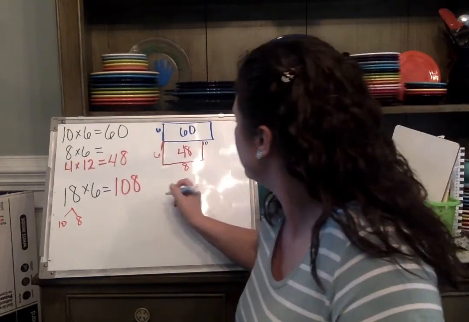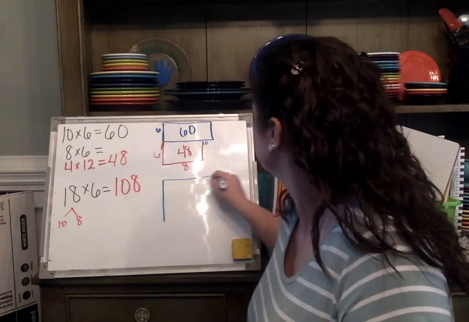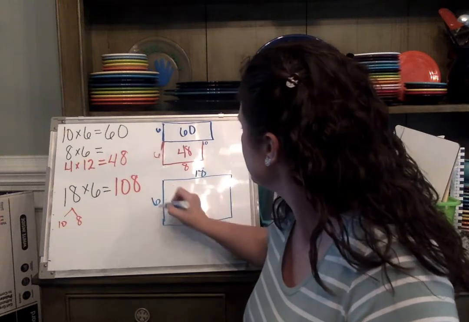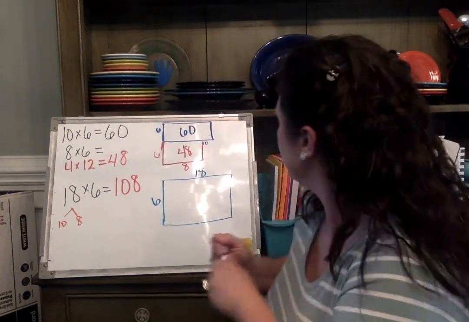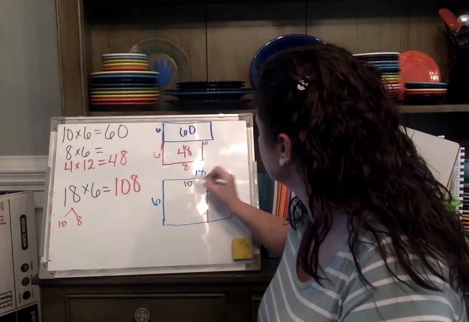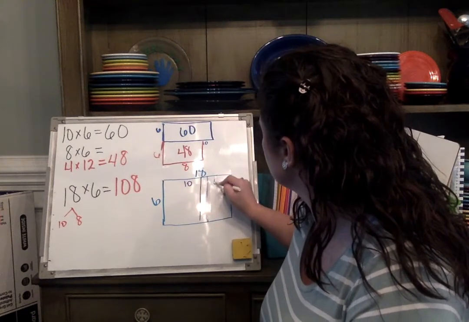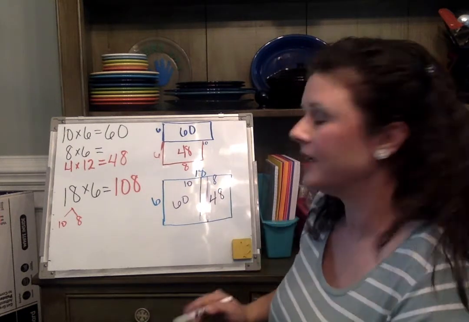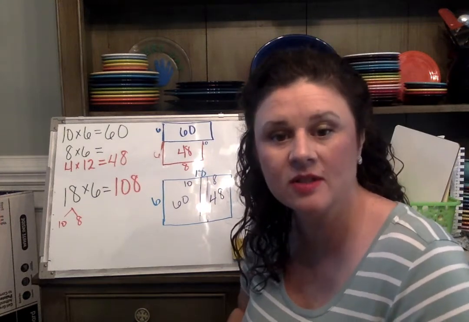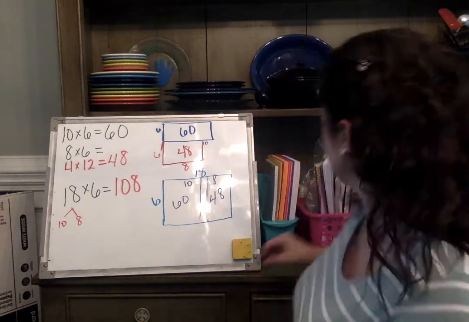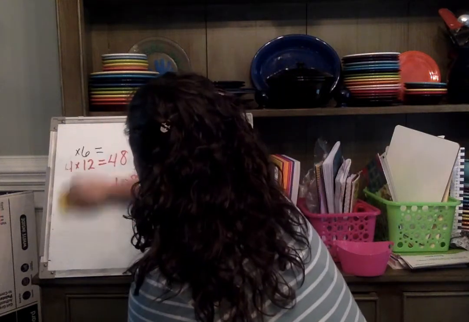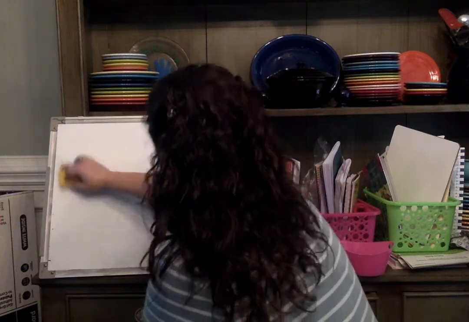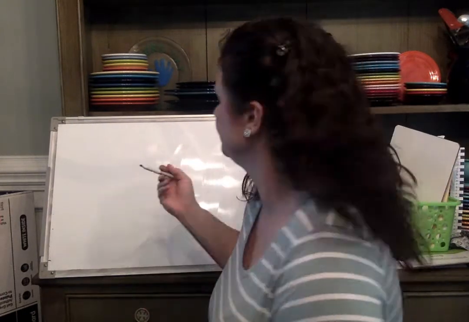So in this model, I have an 18 by 6, and here's how I would divide it up. A 6 by 10 and a 6 by 8. If I knew a portion of the answer, that could help me figure the full answer out. So let's look at another one.